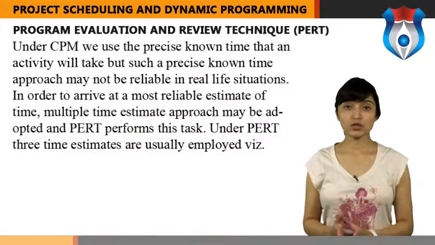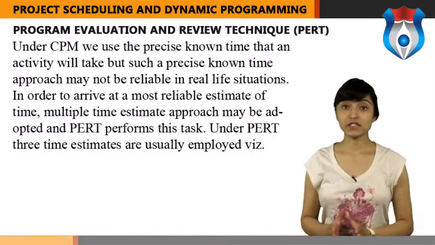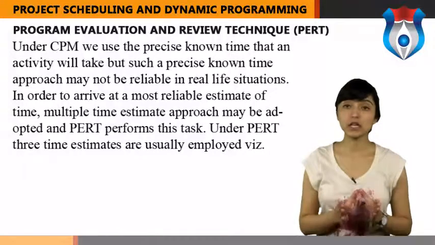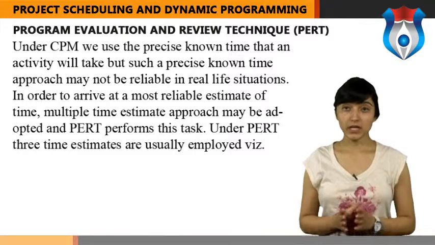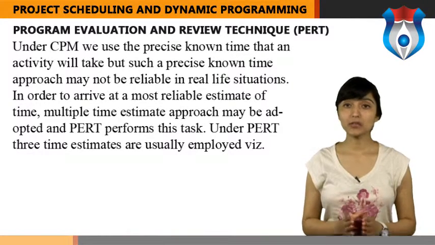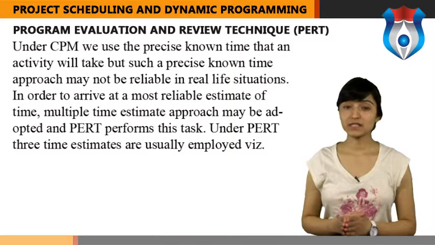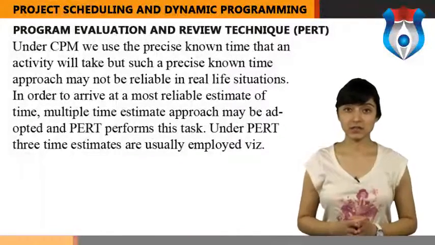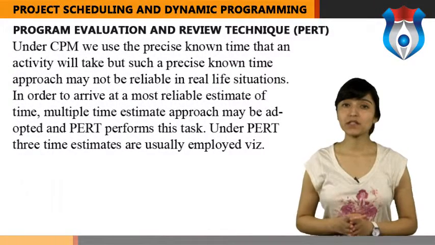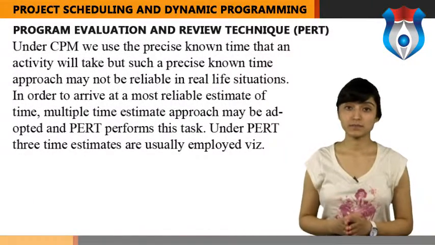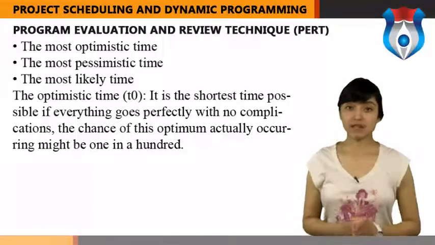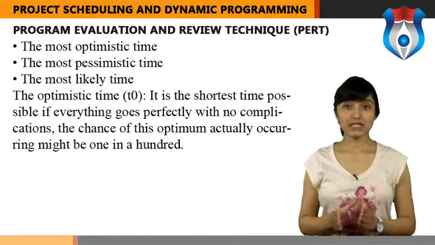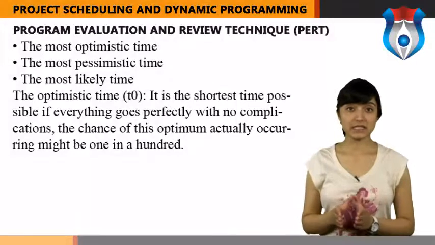Under CPM, we use the precise known time that an activity will take, but such a precise known time approach may not be reliable in real-life situations. In order to arrive at a most reliable estimate of time, multiple time estimate approach may be adopted, and PERT performs this task. Under PERT, 3 time estimates are usually employed: the most optimistic time, the most pessimistic time, and the most likely time.